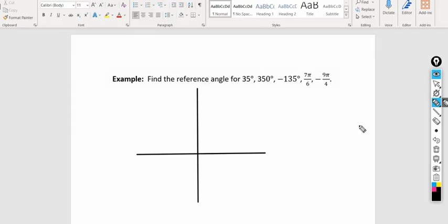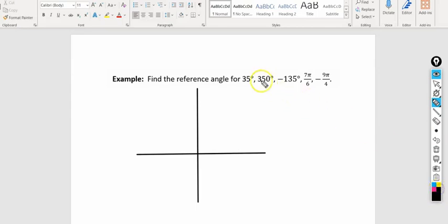35 is positive, so it's going to be somewhere in the first quadrant. That's my angle. Now, what's the definition of a reference angle? It's the angle formed from the terminal side and the nearest x-axis. So my reference angle is also going to be 35 degrees. That one's easy enough.